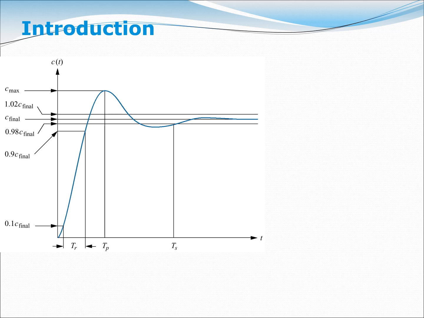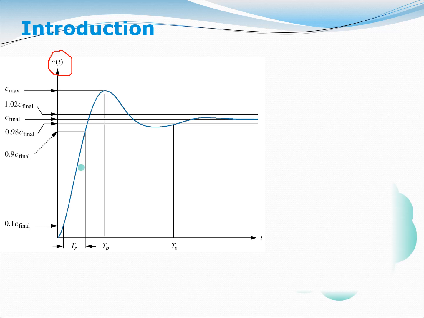So this figure shows the output response C of t. As you always know, before this we deal on how to develop the transfer function C of S over R of S. So now is the response of C of t, okay, when R of S is a unit step. So basically in this chapter 4 we will discuss about this output response C of t.